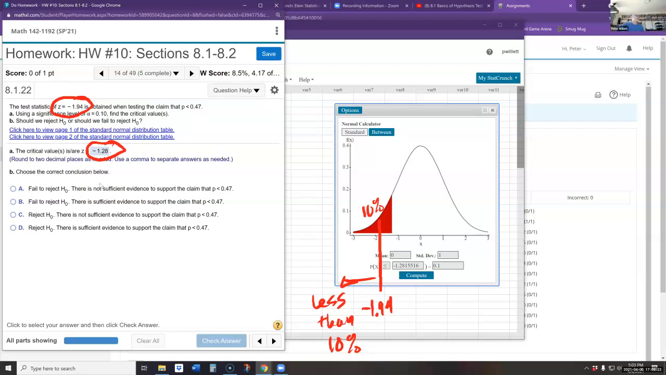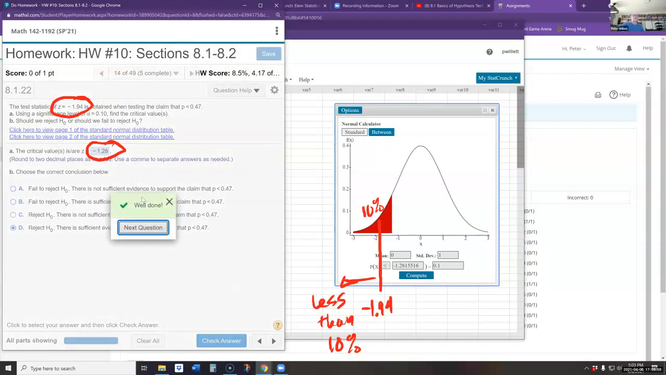So which of these answers is that conclusion? If the p is low, the null must go. If the test statistic is more extreme than the critical value and falls in the critical region, then you reject the null. So we want to reject the null. Does that mean there's not sufficient evidence to support the claim? No, it means there is sufficient evidence to support the claim that the real proportion is not 47%, but is actually less than 47%. So we draw that conclusion in order to complete the hypothesis test.